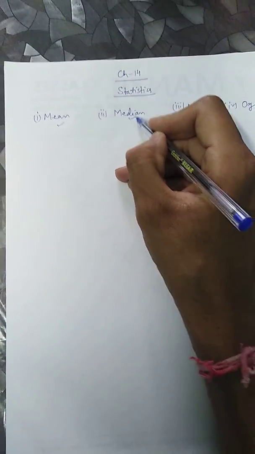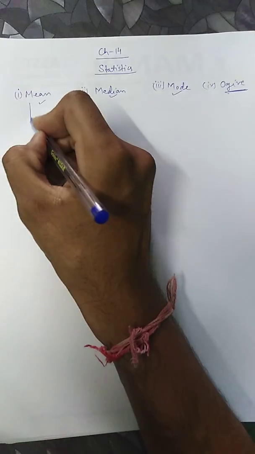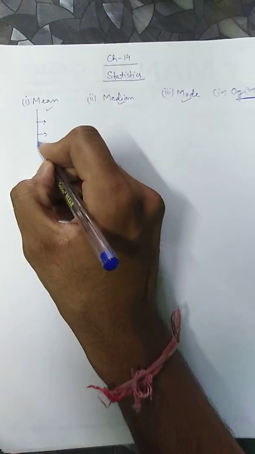Mean, median and mode, these are the three topics that you have learned earlier also. This ogive is somewhat new for you all. Let's now understand what we are going to do in this chapter in class 10th. In mean, we are going to have some more methods other than we have studied earlier.